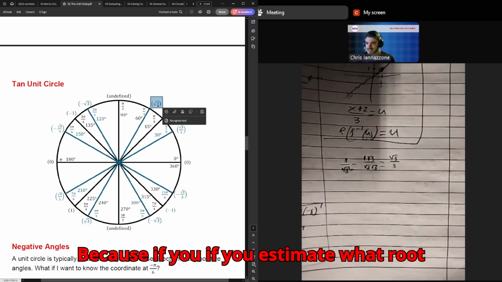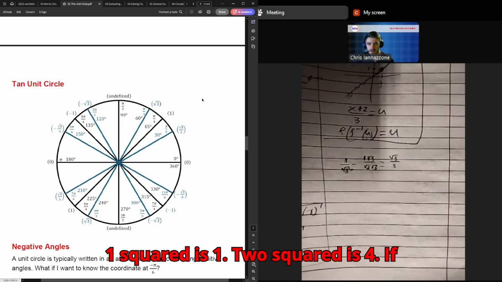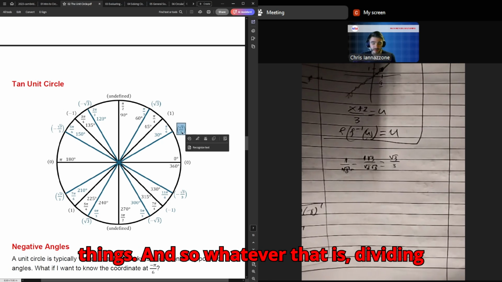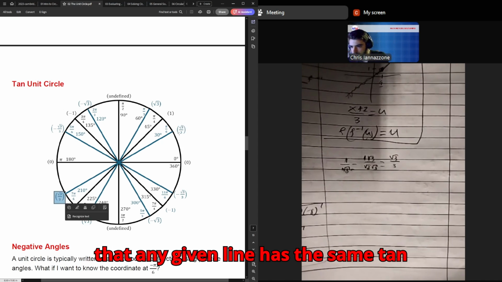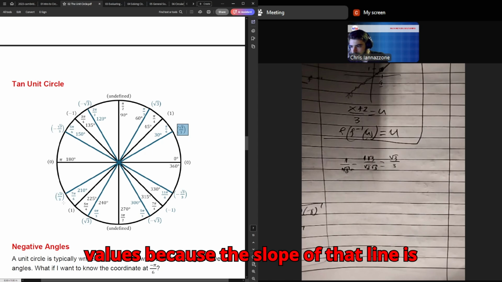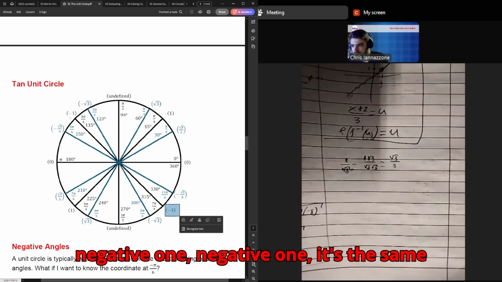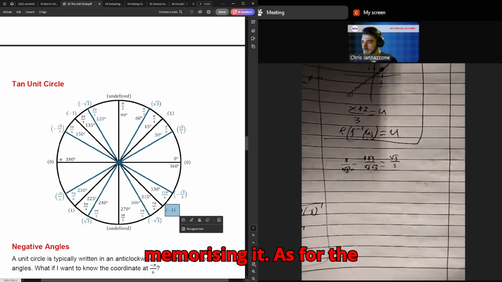Because if you estimate what root 3 is, it's somewhere between 1 and 2. 1 squared is 1, 2 squared is 4. If you're aiming for 3, you've obviously got to be somewhere in between those things. And so whatever that is, dividing it by 3, it's going to get you a smaller number than 1. And you can see that any given line has the same tan values because the slope of that line is the same. So if you compare this one, -1, -1, it's the same black line. It's another way of memorizing it.